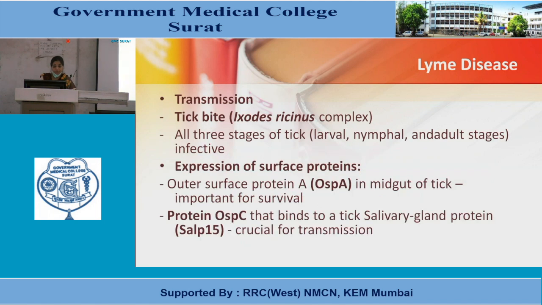Transmission is by tick bite, the Ixodes ricinus complex. All 3 stages of the tick, larval, nymphal and adult, are infective. So this is also very important. All 3 stages can transmit Lyme disease. The expression of the surface antigen, outer surface protein A, in the midgut of the tick is very important for survival, and OspC, which binds to a tick salivary gland protein, Salp15, is crucial for transmission. So both of these are very important.